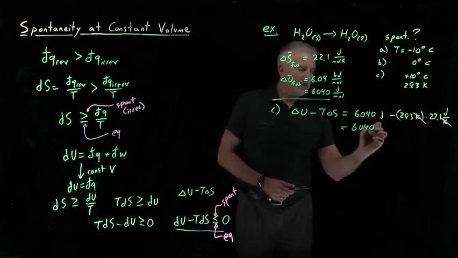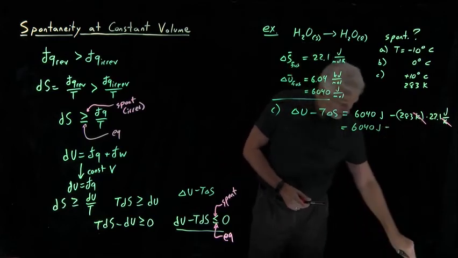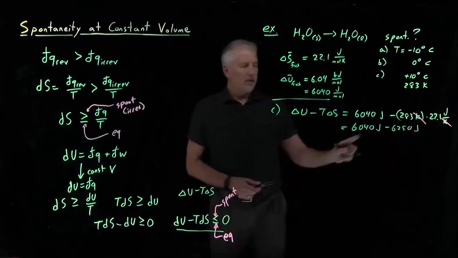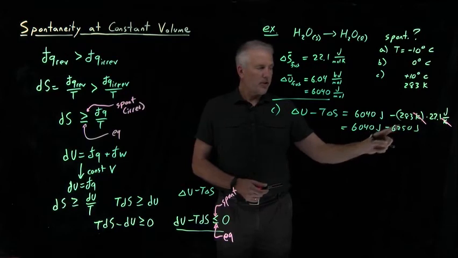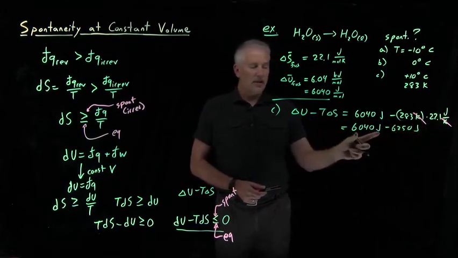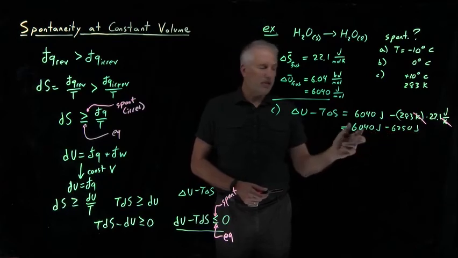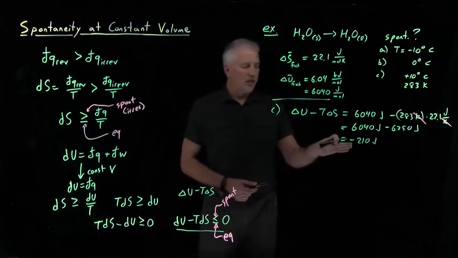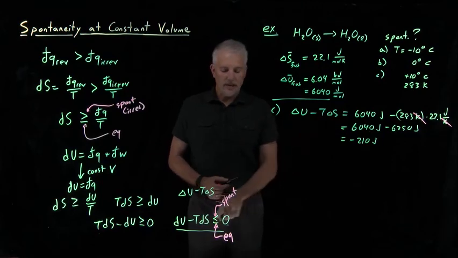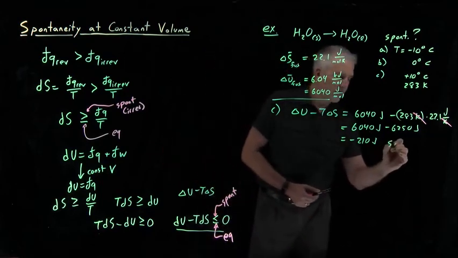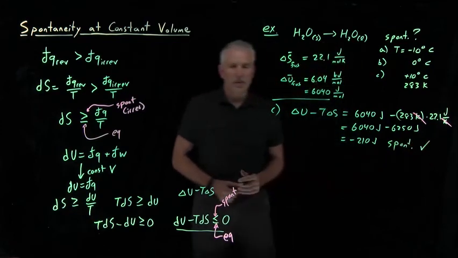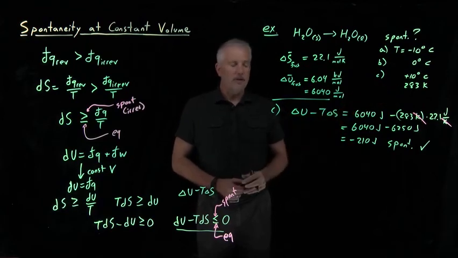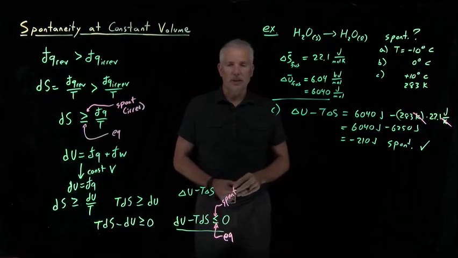So this product is 6,250 joules. I've written that intermediate step out to show you that the T delta S product is a larger number than the delta U. I'm subtracting this large number from a smaller number. The result is negative 210 joules. So what have we learned from that? If delta U minus T delta S is a negative number, that means the process is spontaneous. As we expected, we know that water melts above 273 Kelvin, above its melting point of 0 degrees Celsius, so we expected that that should turn out to be a spontaneous process.